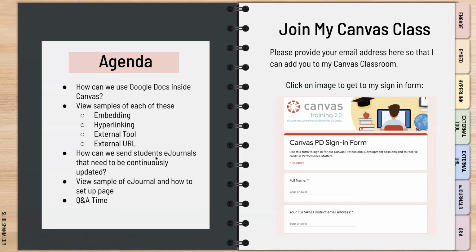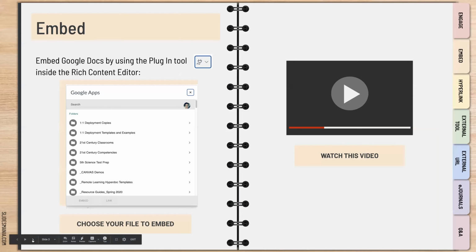And then how can we send students e-journals? This is another big question that's been coming from teachers on Google Docs or Google Slides, is how can we use all the resources we made, and that includes HyperDocs or e-journals or interactive notebooks that were made over the summer, and use them inside Canvas. And so this is, after we review the ways of doing it, this is a great segue to go into the e-journals and how can we put those into Canvas.